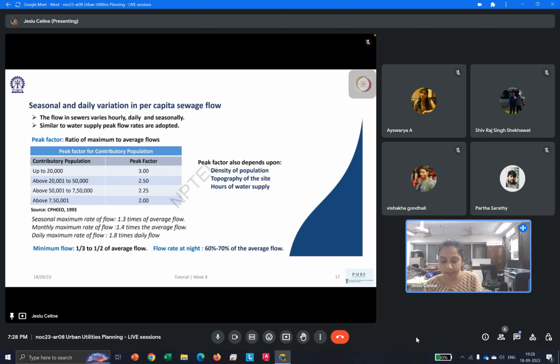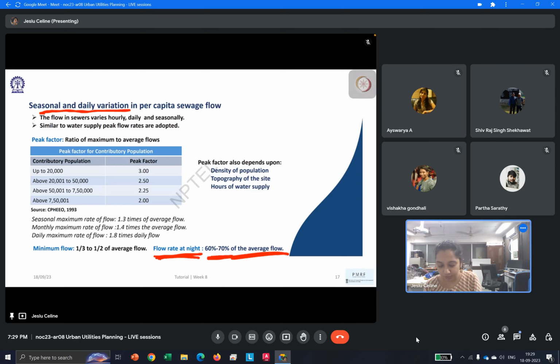So this is what we saw, seasonal and daily variation. We learned in the lecture that there will obviously be a seasonal variation, because in different seasons the activities people do are different, and based on that the amount of sewage generated may also vary. Along with that, during the day there's also a diurnal variation. During the day and during the night it's different. So flow rate at night is usually 60 to 70 percentage of the average flow rate.